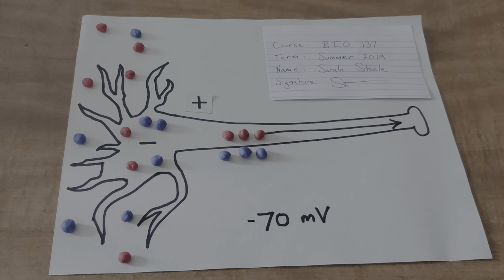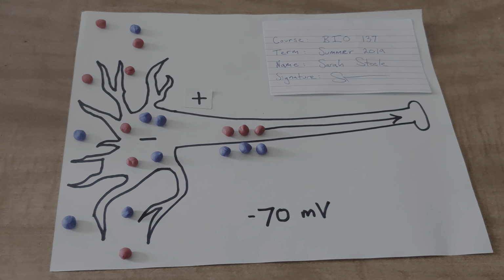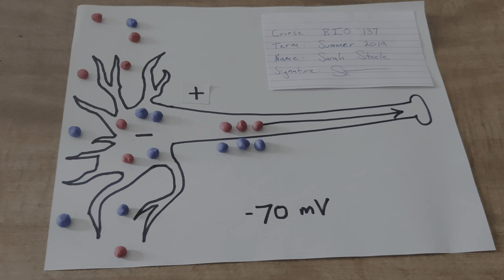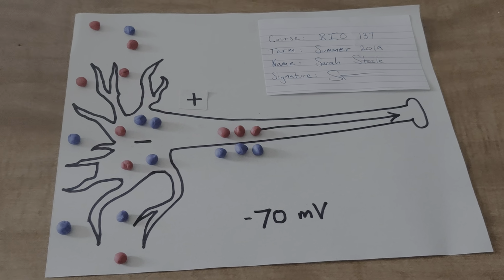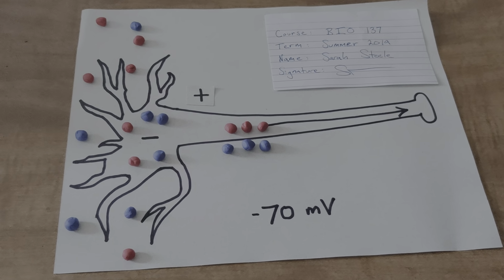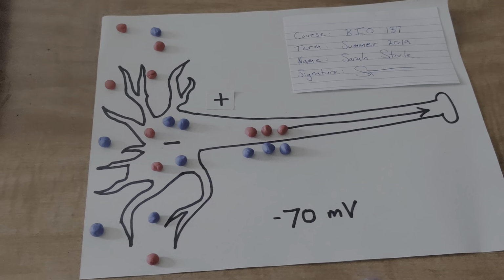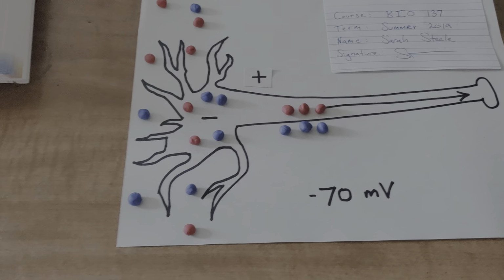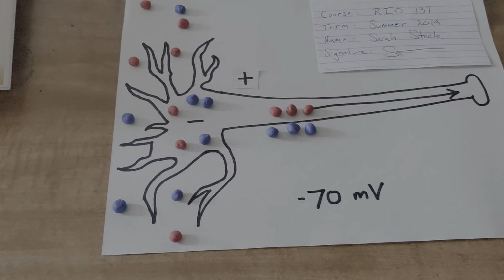This is a resting neuron. It has a positive charge on the outside of its membrane and a negative charge on the inside of its membrane. The difference between these two is called the membrane potential, and a resting neuron has a membrane potential of negative 70 millivolts. This is also called the resting potential.